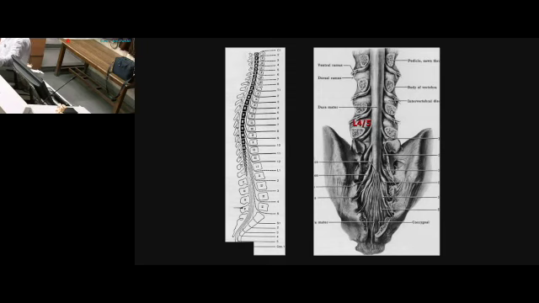And this is one root which is traversing. This will come out at a level low. So if say there is a disc prolapse at the level of L4-5, you can always take it or consider it as a posterior lateral disc prolapse.